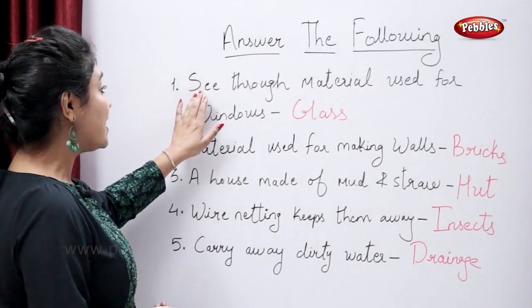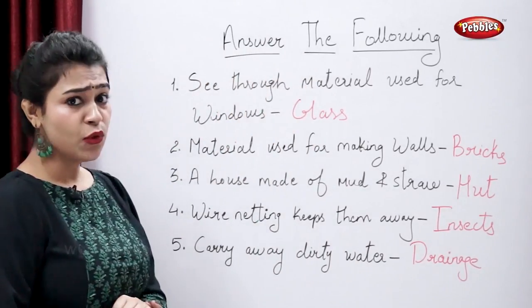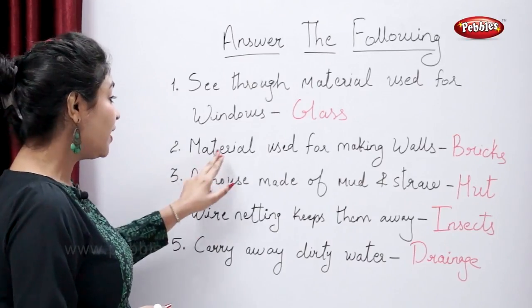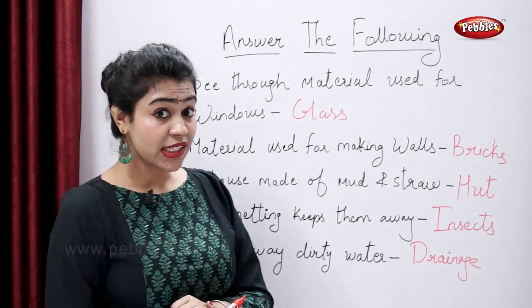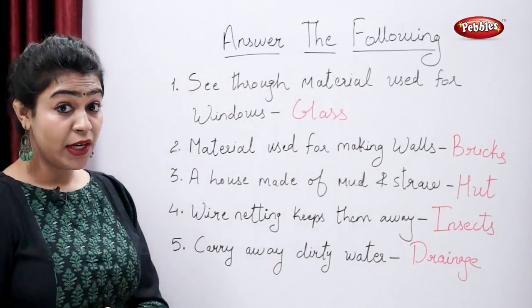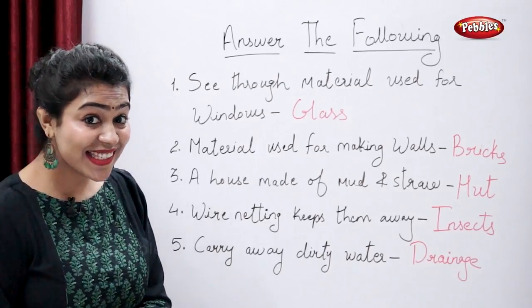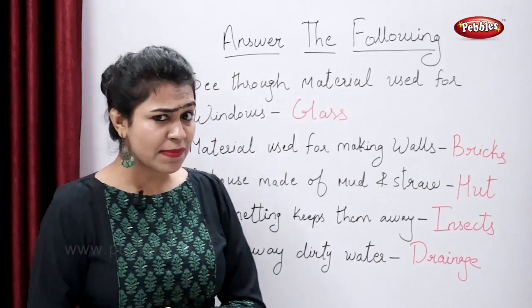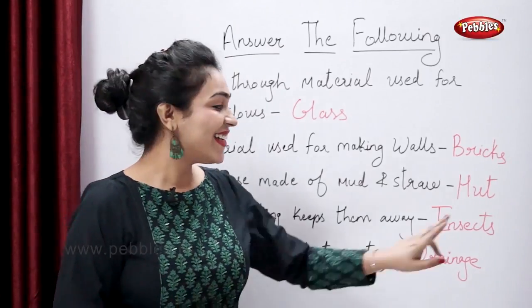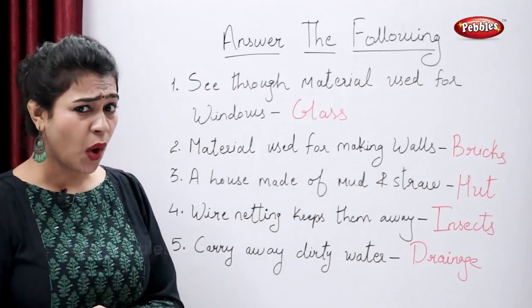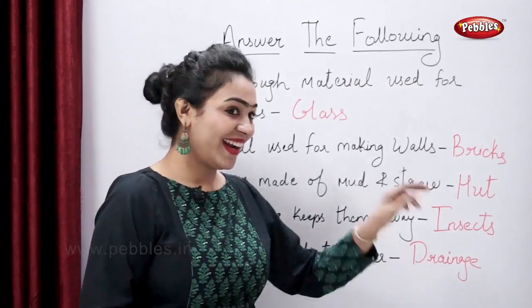So now, see-through material used for windows, that is glass. Material used for making walls is bricks. A house made of mud and straw is hut. Wire netting keeps them away. They are insects. Carry away dirty water is drainage.